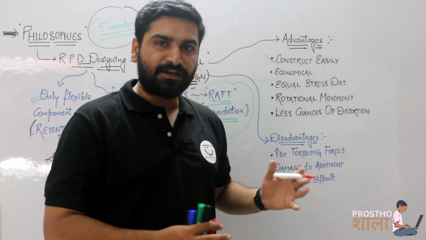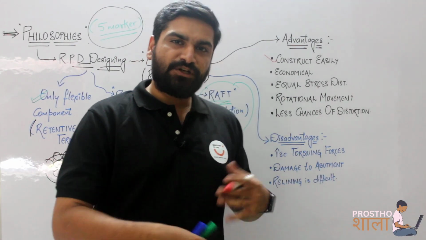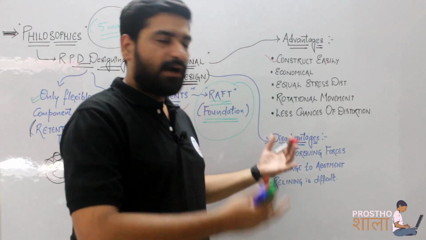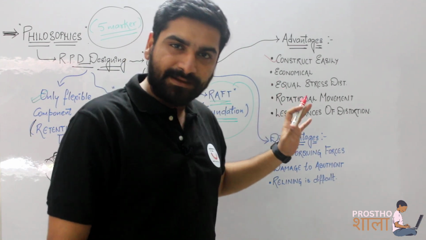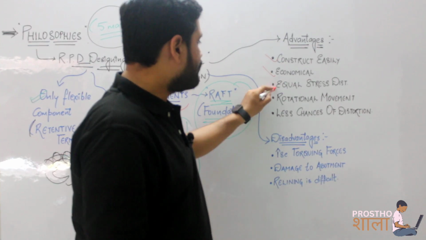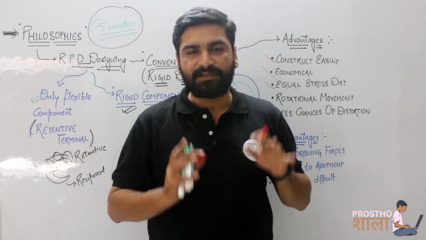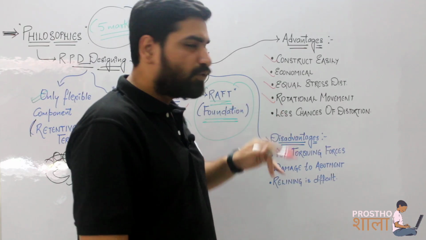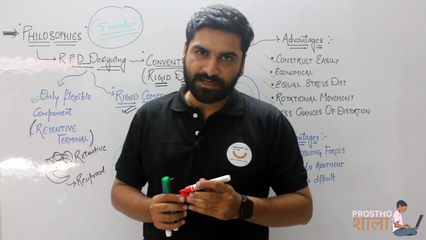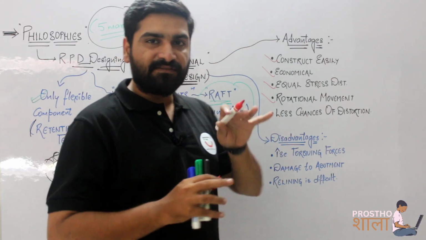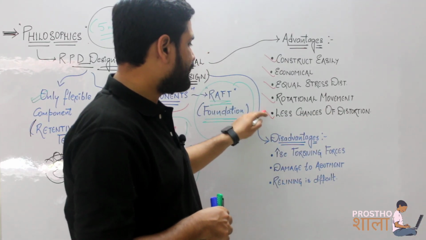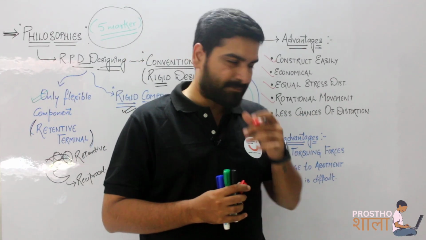When we have that scenario like class 1 and class 2, you need to record the tissues in the physiologic form and the teeth in the anatomic form. But over here, however you record, the components are going to be rigid. So it can be constructed easily, it is economical, equal stress is distributed to the teeth as well as to the edentulous areas. No rotational movement will be present in these kind of rigidly constructed partial denture frameworks because they will have those indirect retainers which will prevent the rotational movement, and there are less chances of distortion, right?